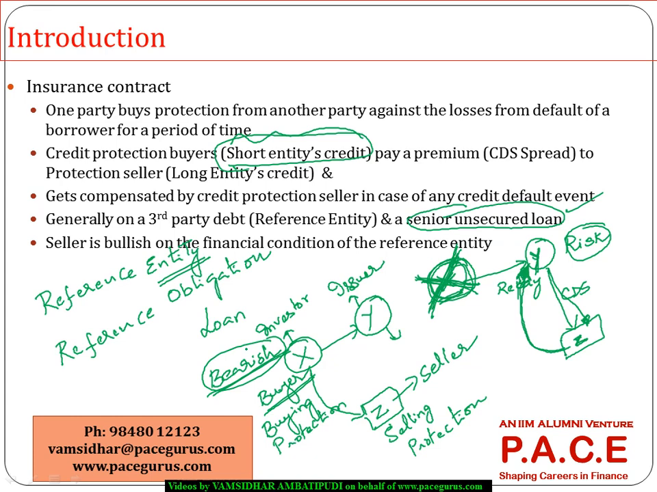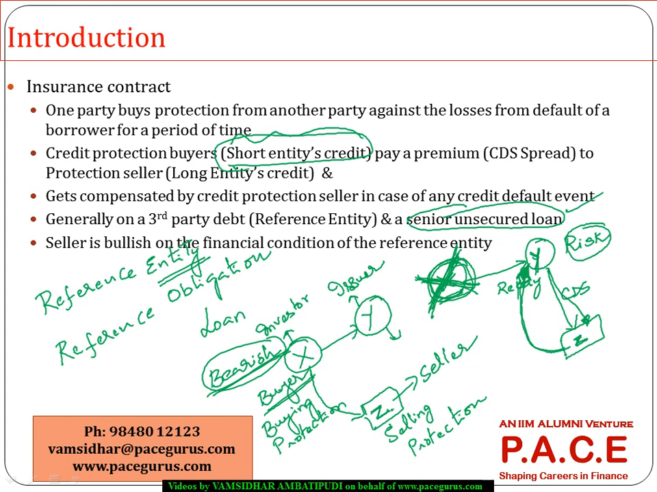Why? What is meant by short? He will get a benefit when the reference entity defaults. He will get a benefit when the reference entity's credit position goes very bad. Whereas Z, who is selling the credit protection, is bullish on the financial condition of the reference entity, because Z is saying if Y is defaulting, I will protect you against it. Means in a thought process, the protection seller is really bullish about the performance of the reference entity.